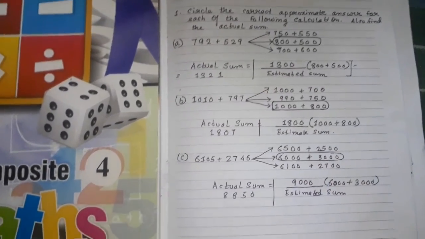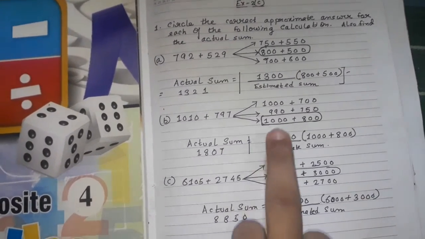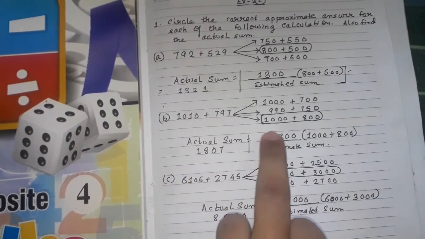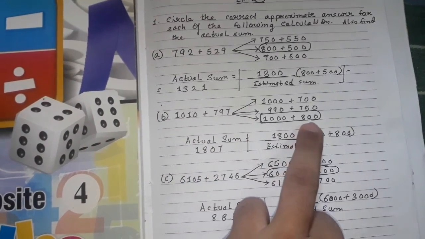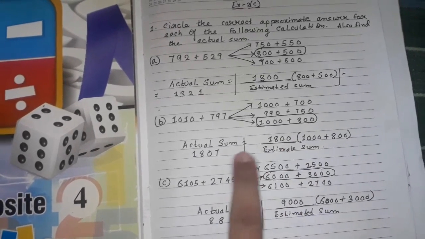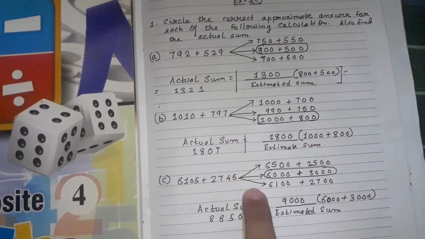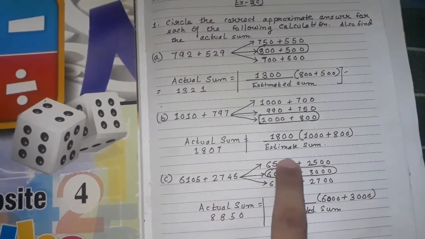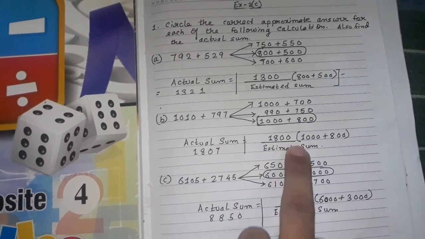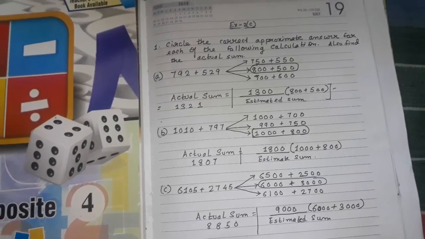Now next, 1010 plus 797. The best one is: 1010 to its nearest 100 is 1000 and 797 to its nearest 100 is 800. So 1000 plus 800 is the estimated sum, and your actual sum is here. If we add this we will get 1807, and if we estimate this we will get 1800 by adding 1000 plus 800. This way we get it.